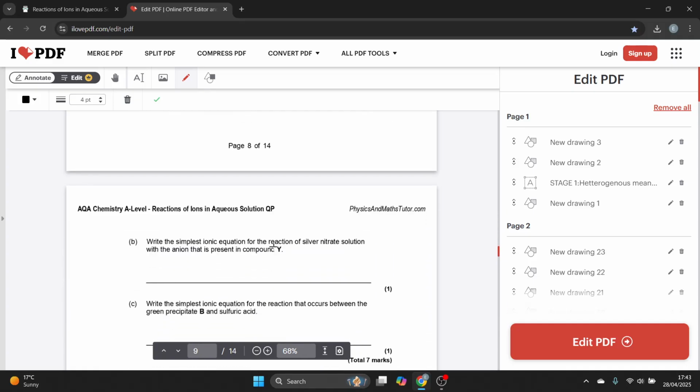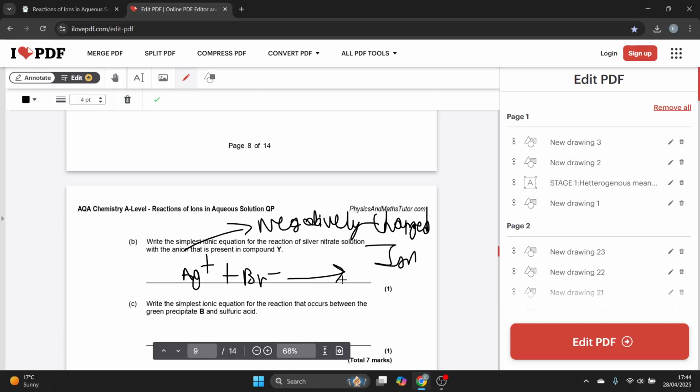Simple ionic equation for that silver nitrate solution. Anion meaning negatively charged ion. So Ag+ plus Br- to form AgBr.